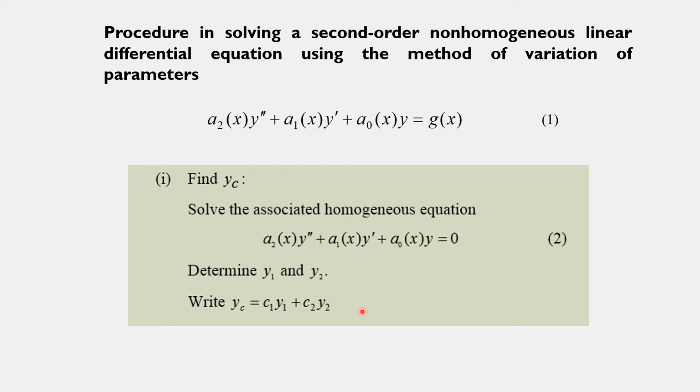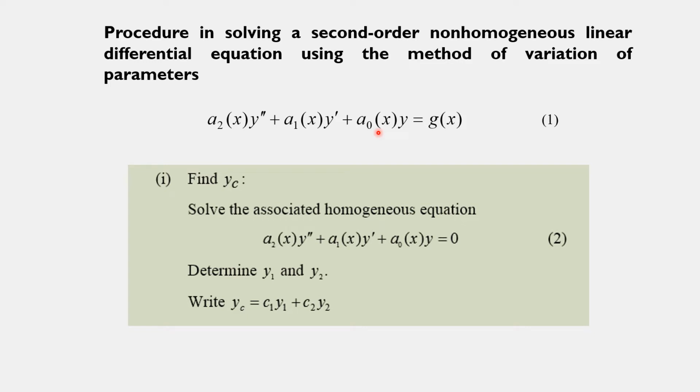Let us learn how to solve an equation by using the method of variation of parameters. We shall focus on a second order non-homogeneous linear differential equation. Look at equation number 1. It is given by a2 of x y double prime plus a1 of x y prime plus a0 of x y equals g of x. The coefficients a0, a1 and a2 are all expressed in terms of x, meaning that they may be constants and they may also be variables.